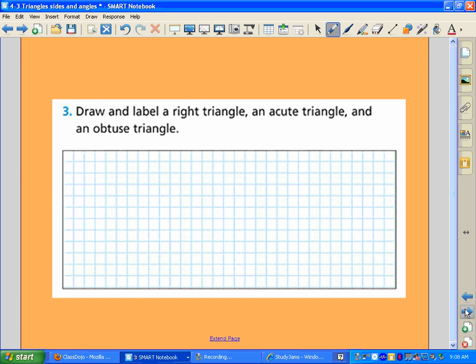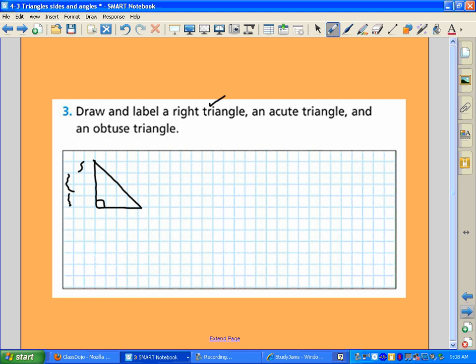Okay, so on your paper, let's draw a right triangle, an acute triangle, and an obtuse triangle. You've already done this once this morning, so this is practice from what we've already done. To draw a right triangle, we would draw a right angle, and then connect our edges. Do we get a right triangle?